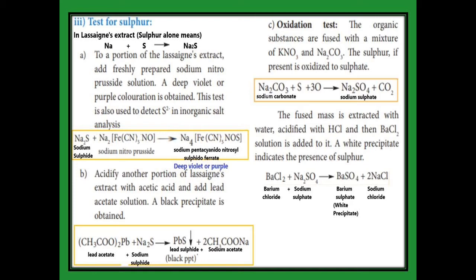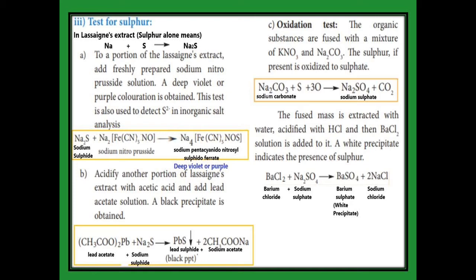And afterward, inside the square bracket, what we have in nitroprusside is FeCN5NO. Along with that, you just add the sulfur from the sodium sulfide. This compound only gives the deep violet or purple color. From this deep violet or purple color, we can conclude that the organic compound contains sulfur.